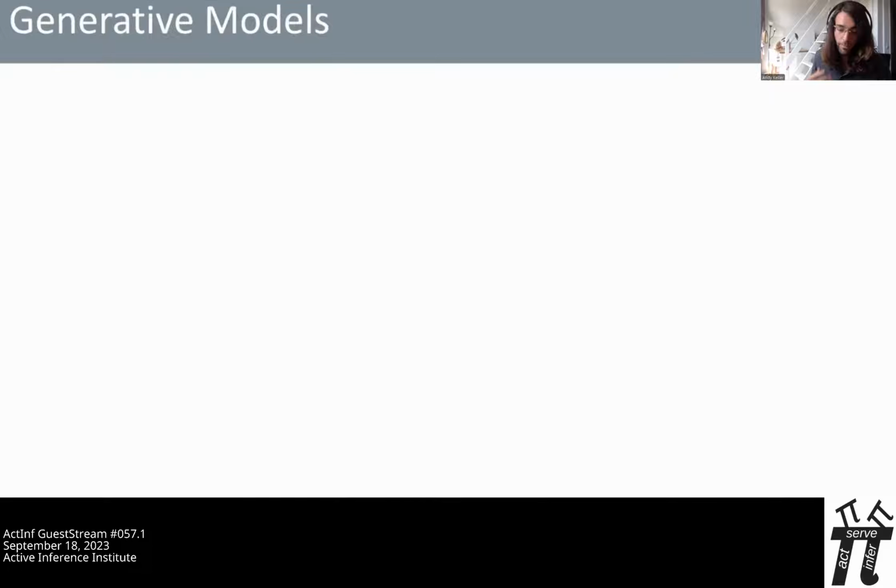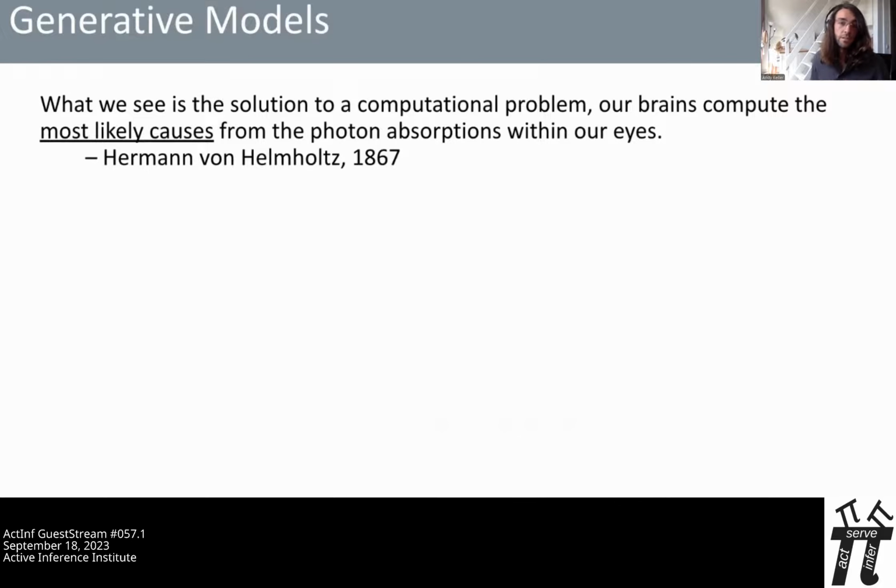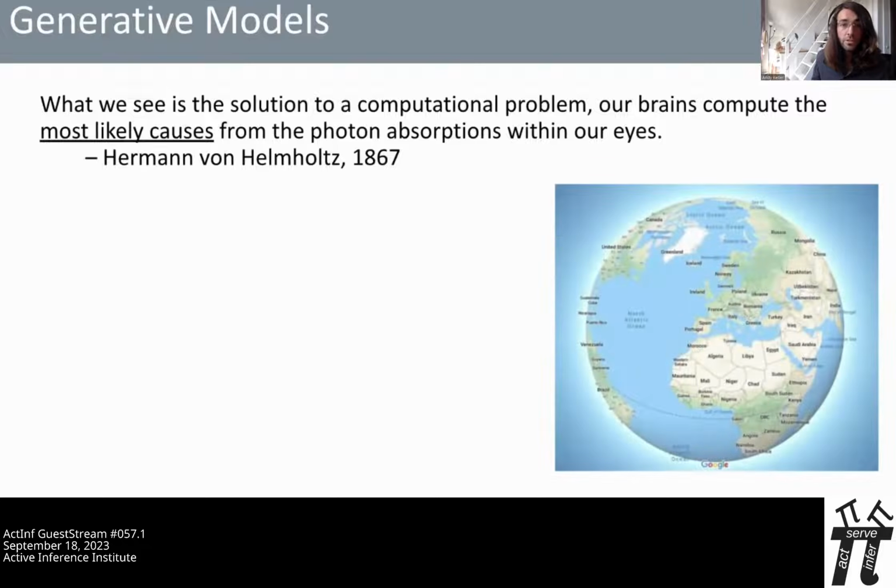Just to give a brief background, I assume most people are already familiar with this, but the general assumption is that the brain is a generative model. This idea, in some sense, can be attributed to Helmholtz from the 19th century, where he said that what we see is the solution to a computational problem. Our brains compute the most likely causes from photon absorptions within our eyes. As an example, if I show you this image, you immediately recognize it as a globe with some curvature. However, it could just as equally be a disk with a distorted perspective on it. So this is how we get optical illusions.